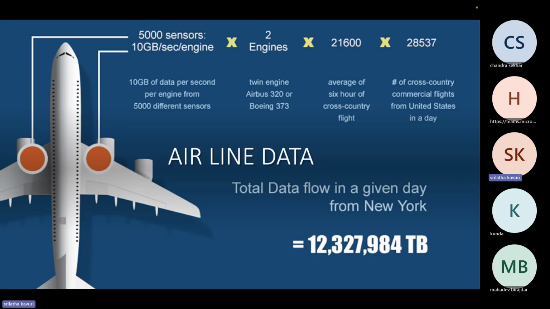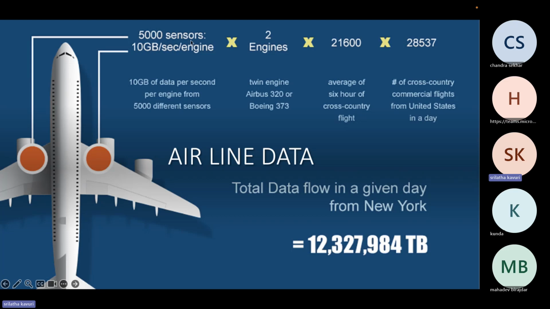And one more interesting real world example is an aeroplane. While a plane is flying, it generates almost 10 GB per second per engine. A plane will have two engines and 5,000 sensors within it. So if you think about a 6 hour flight, per each second, so this many seconds, it is going to generate a huge amount of data. So 10 GB per second is huge with the velocity.